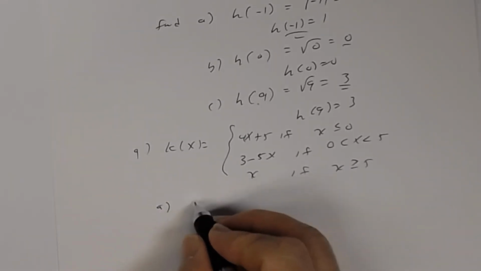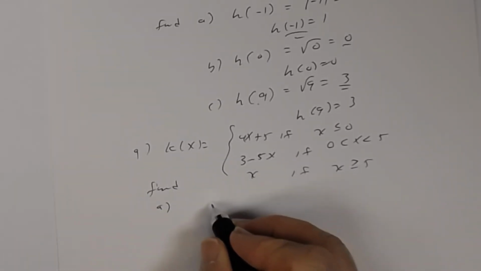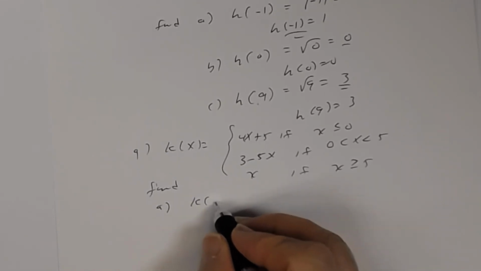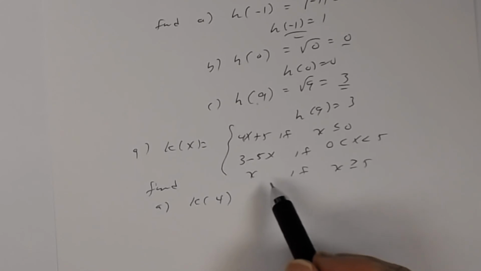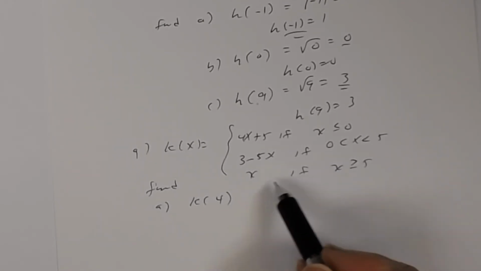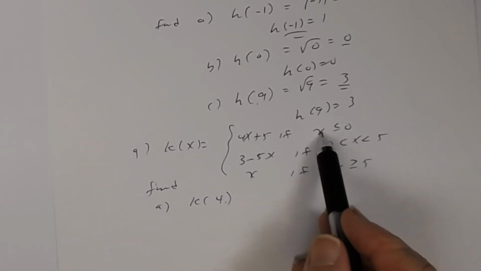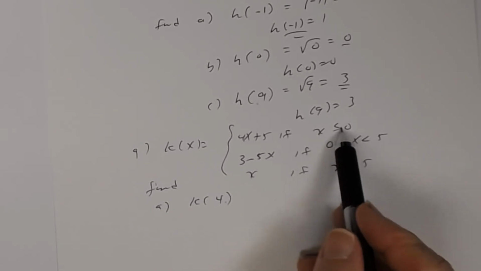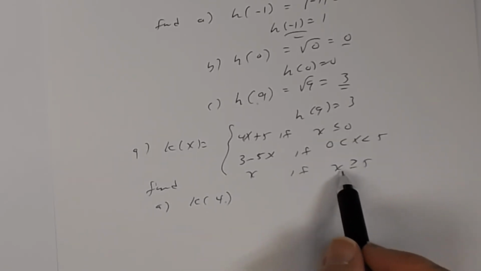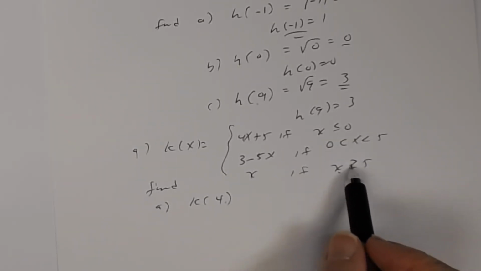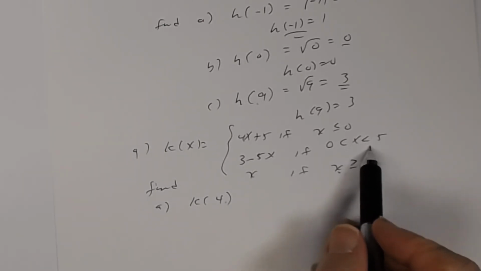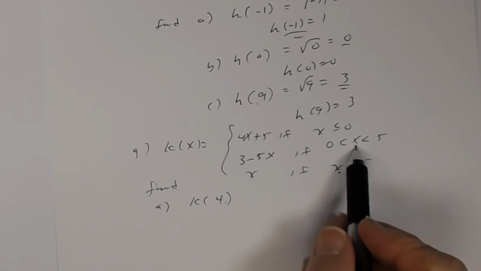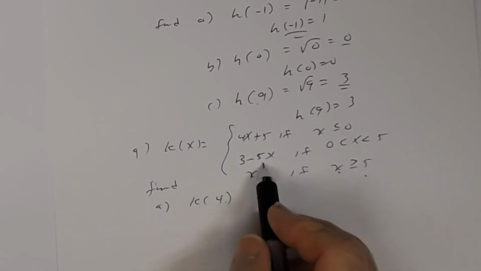So in part A, let's suppose you want to find k of, let's say, 4. So you got to determine where's 4 located, which part of the domain is 4 going to be. Well, if x is 4, you know it's not going to be here because 4 is not less than or equal to 0. You know it's not going to be here either because 4 is not greater than or equal to 5. So it must be here. Is 4 less than 5? Yes. Is 0 less than 4? Yes. So you can use this function here.